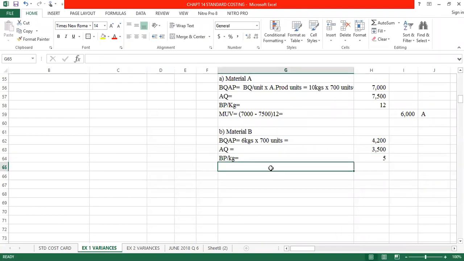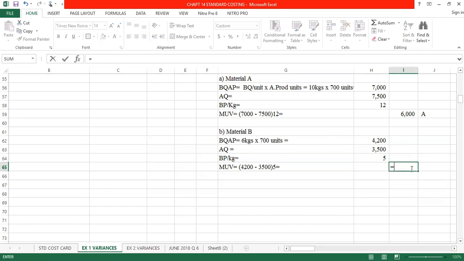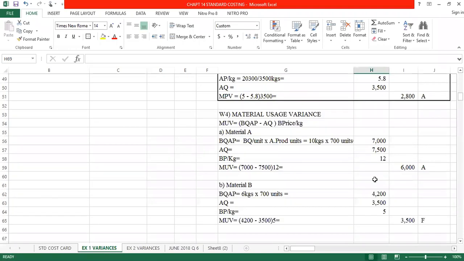So this gives you material usage variance, which is therefore equal to 4,200 minus 3,500 times 5. Whatever answer you get. So what does it give you? 4,200 minus 3,500 times 5. What do you get? F or A? We had budgeted to use 4,200. We actually used less, so we gained. You used less, so you gained.